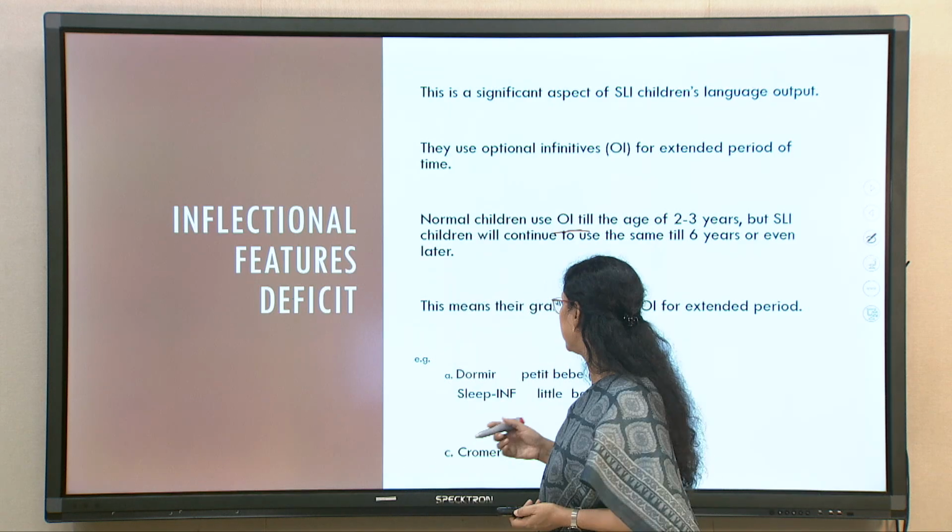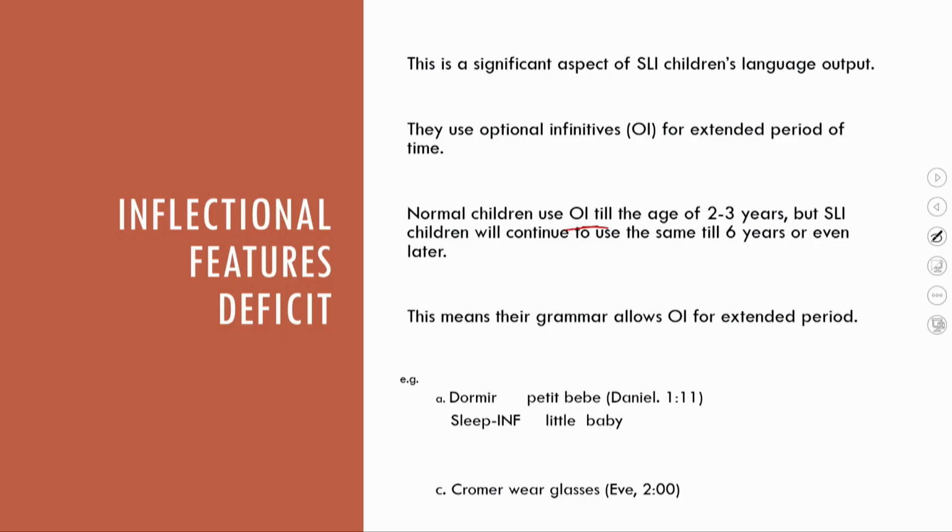For example, this is an example from a French speaking child. Here they are talking about the little baby sleeping, but the inflected form is missing. The infinitive part of the verb, to sleep, is used: to sleep little baby. So, little baby wants to sleep or little baby is sleeping. Those inflectional markings are missing.